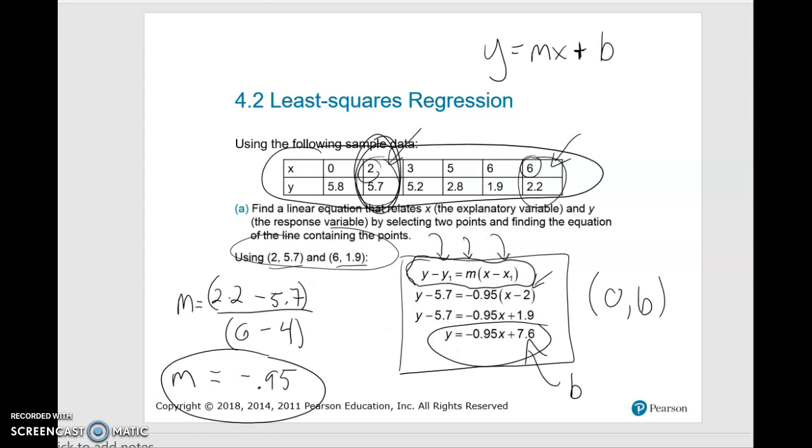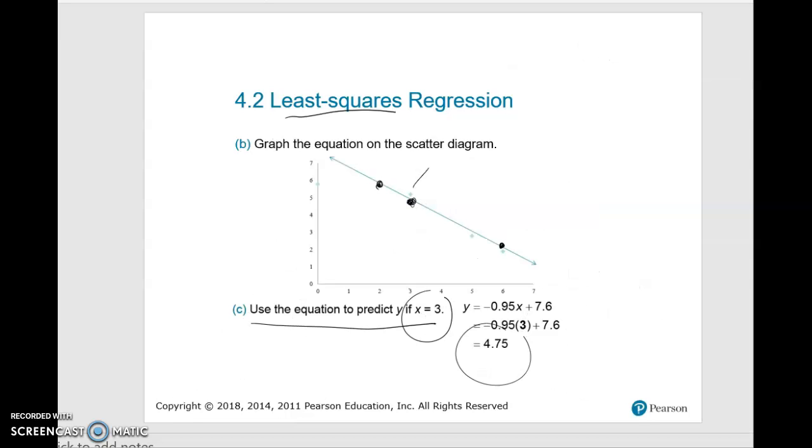Let me jump back. Data: (3, 5.2). That's this little dot right there. Predicted value from our model: (3, 4.75), right? Those most likely aren't going to be the same thing, because the least squares regression line, the line you're modeling your data with, isn't going to hit all your points. It's going to kind of go through them.